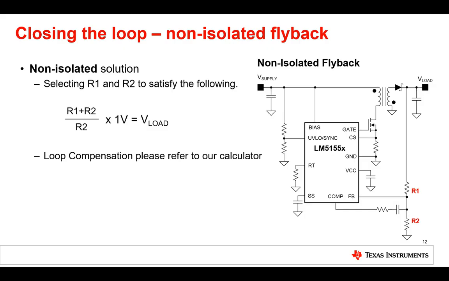Now that the power stage of the converter is done, we can go on with the control loop. This is simplest for a non-isolated flyback. The output voltage is sensed through a resistor divider, as in every other non-isolated topology. For the compensation values, have a look to our quick start calculators found on the product page.